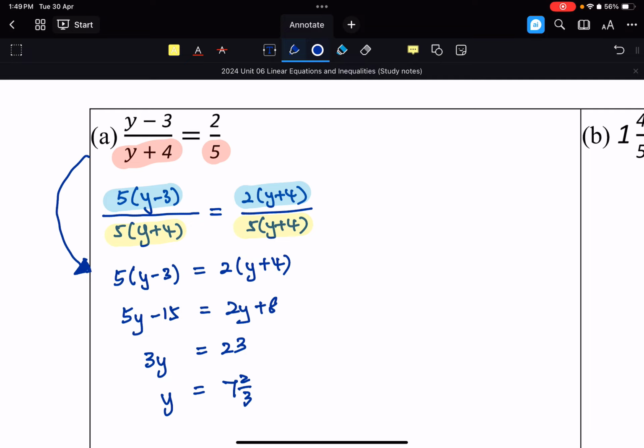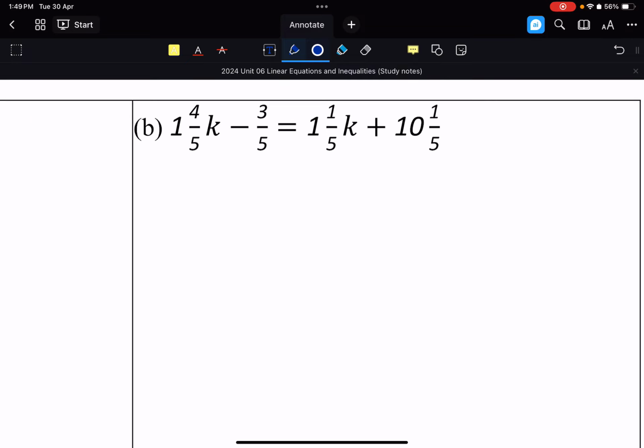Okay, so next scenario, using the same idea, first thing I'm going to do is rewrite this as improper fractions because it looks neater. So 9k over 5, minus 3 over 5 is equals to 6k over 5 plus 51 over 5, right? So once the denominators are all the same, we just multiply by 5 throughout.